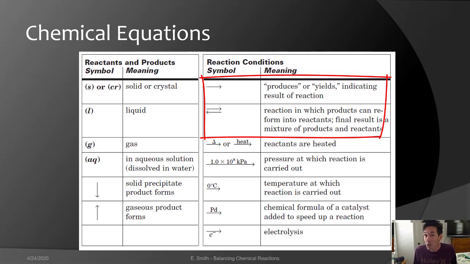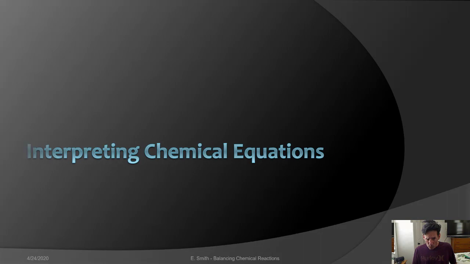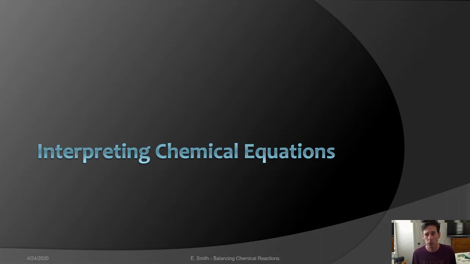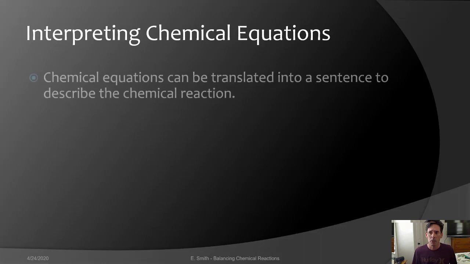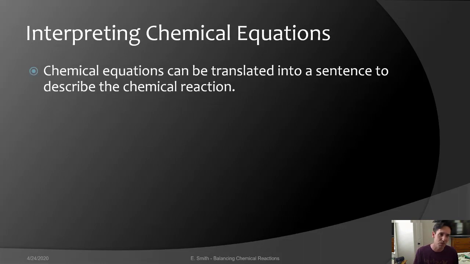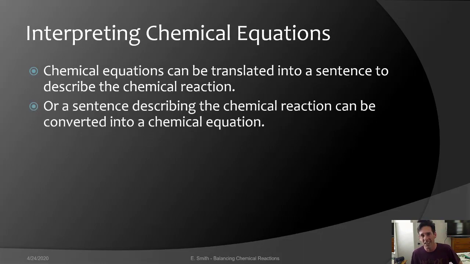We can even have chemical reactions that are reversible, and as we get further down the road, we'll look at those. But the thing is, we need to be able to interpret chemical reactions. What is it saying to us? Chemical equations can be translated into a sentence or vice versa. We can take a sentence and put it into a chemical equation.